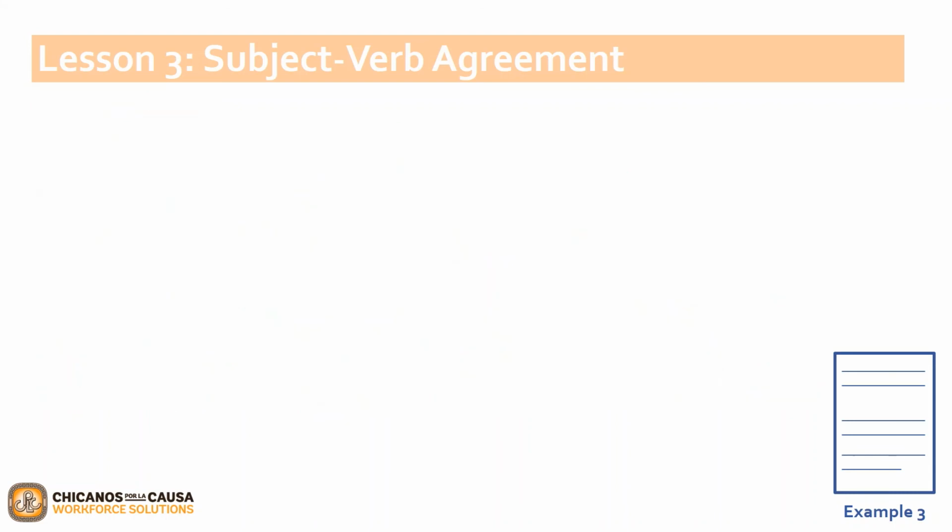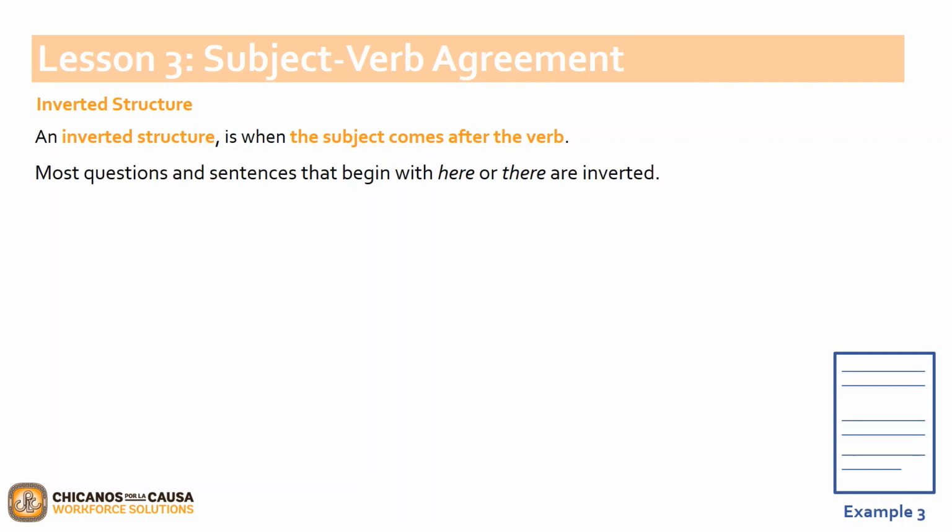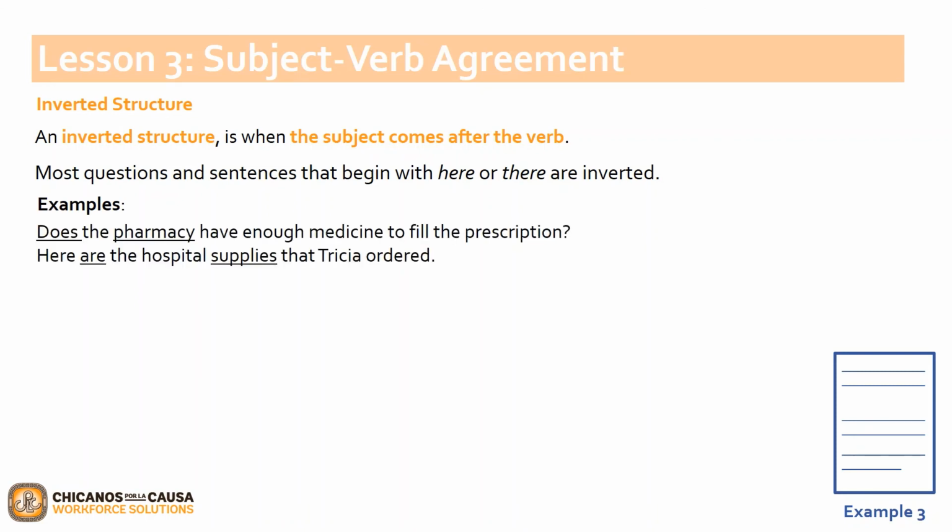Inverted structure. An inverted structure is when the subject comes after the verb. Most questions and sentences that begin with here or there are inverted. Examples of this would be, does the pharmacy have enough medicine to fill the prescription? Or, here are the hospital supplies that Tricia ordered.